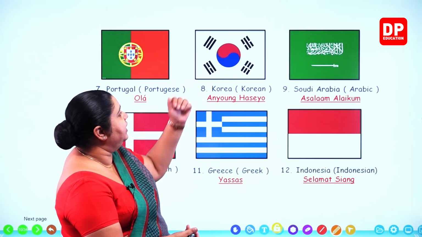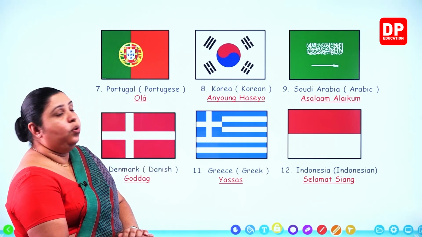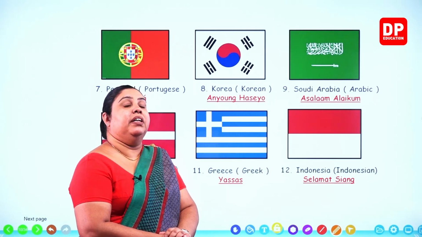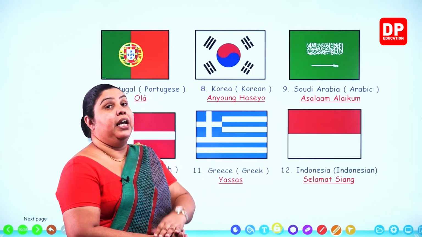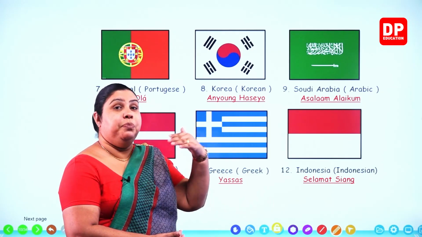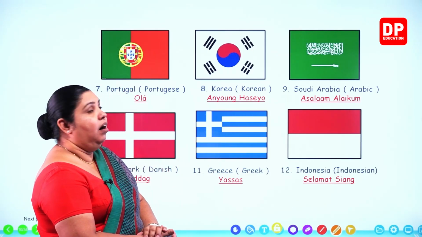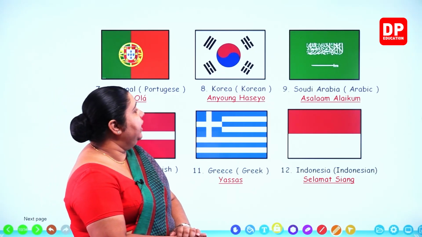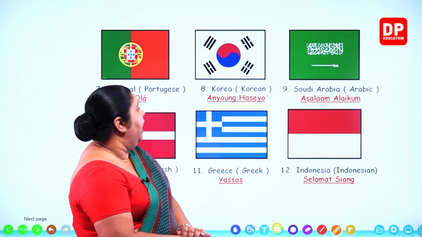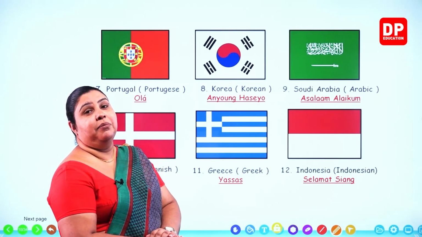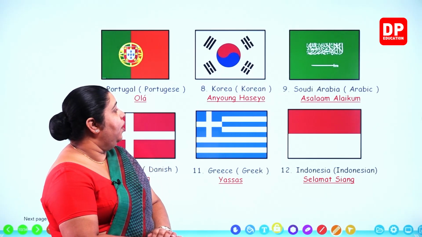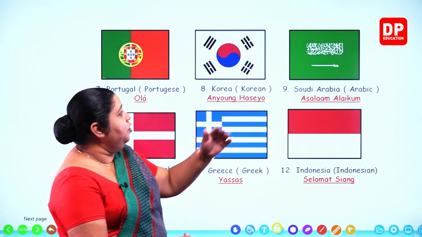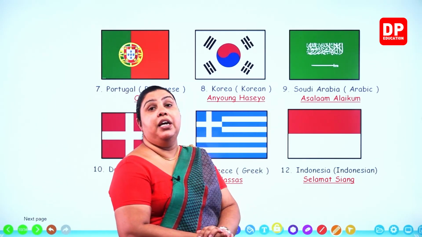Then number 8 we have Korea. This is the national flag of Korea. And they speak Korean language. We call them Korean people. They speak the Korean language. How do they greet each other? Annyeonghaseyo. Annyeonghaseyo is how they greet. Different languages.